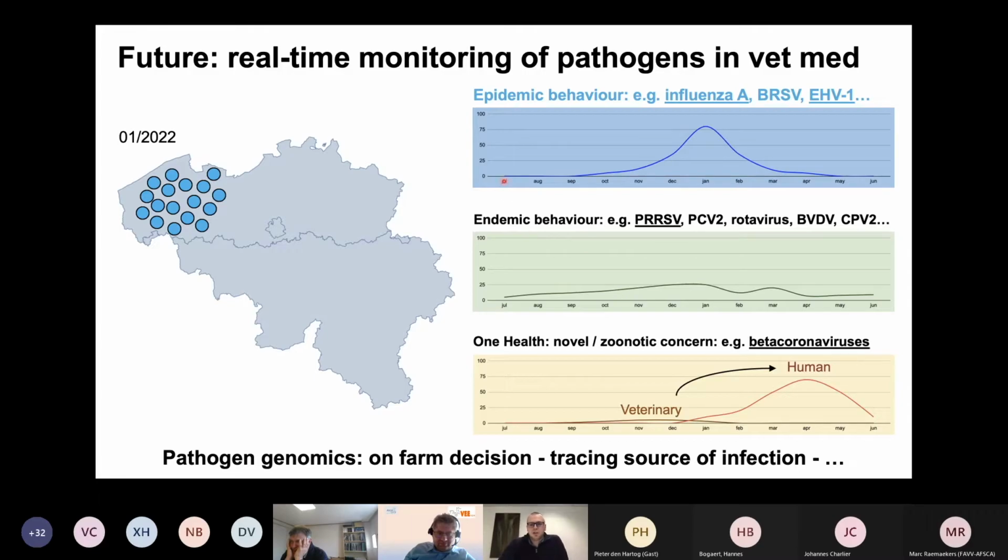So these are mostly the pathogens that are occurring in a seasonal manner. So they come and they go. One example, I think, is influenza A, where you have the typical winter season, and also equine herpesvirus, one that I will use here in the presentation as an example. So I will start here with the epidemics. And where pathogen genomics becomes interesting is that it will allow you to make decisions on the farm in terms of vaccination or treatment, and also to trace the sources of infection.